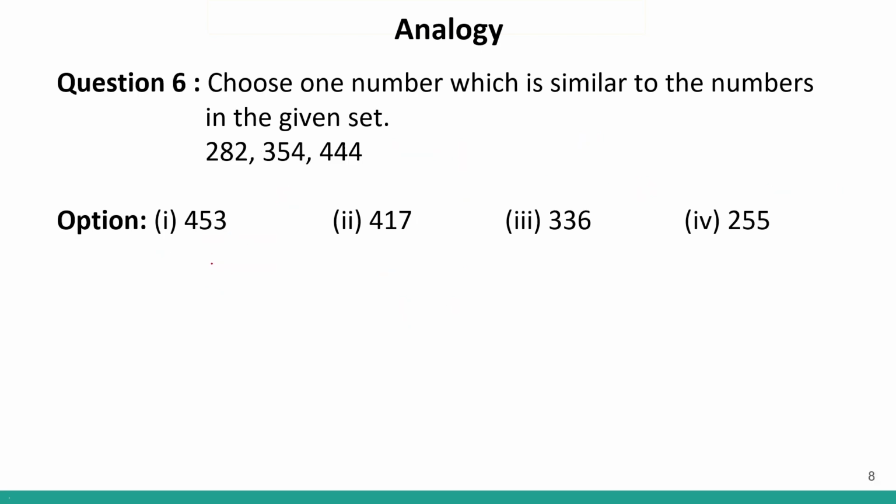Okay. Moving on to question number 6. We have 282, 354 and 444. We have to choose a number which is similar to the numbers in the given set. So first we have to identify the relationship between them. Again, if I do the sum, 2 plus 8 plus 2, this is 12. 3 plus 5 plus 4 is how much? 5 plus 3 is 8, plus 4, 12 again. And 4 plus 4 plus 4. So 4 into 3, 12.